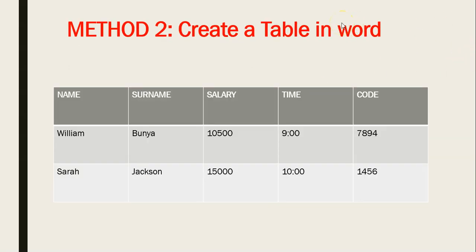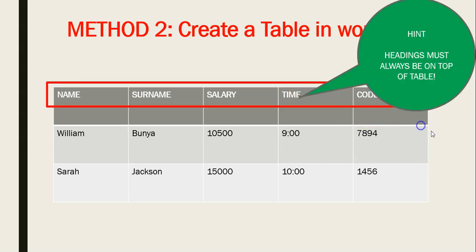The second method is to create an actual table in Microsoft Word, where you have to create columns and rows for your table. And please pay attention that headings must always be on top of a table. That is the first rule that you must understand. So it doesn't matter how the instruction comes your way or how the instruction is presented to you, you need to know that the headings must go on top of your table at all times.